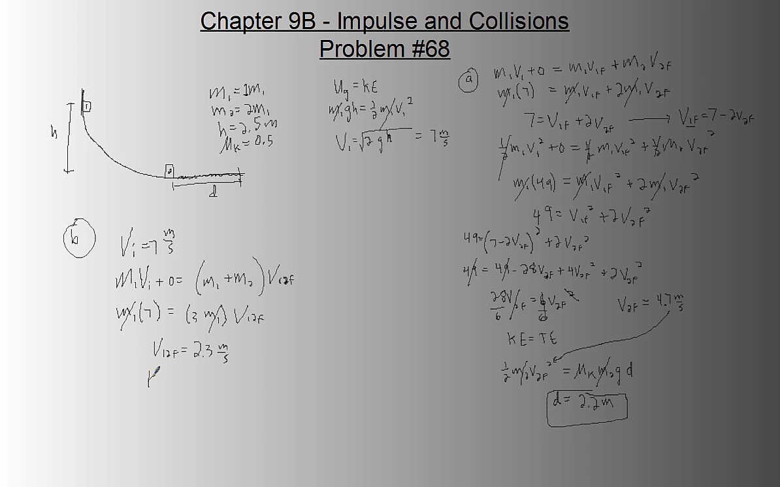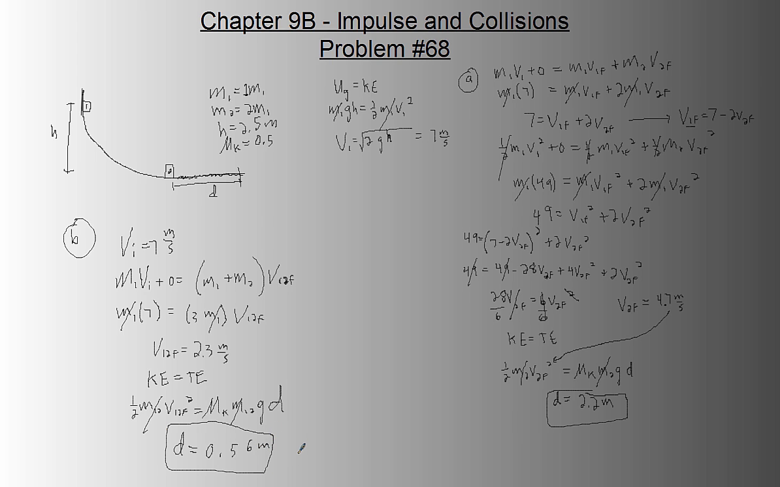Now, conservation of energy again. Kinetic energy turns into thermal energy. Now it's both masses, so we got 1/2 times m12 v12 final squared equals mu k times m12 times g times d. This is the normal force, m12 g. m12's cancel. v12f is 2.3, g is 9.8, coefficient of friction is 0.5. Solve, you get d equals 0.56 meters.